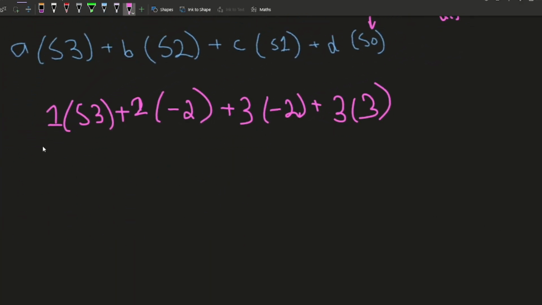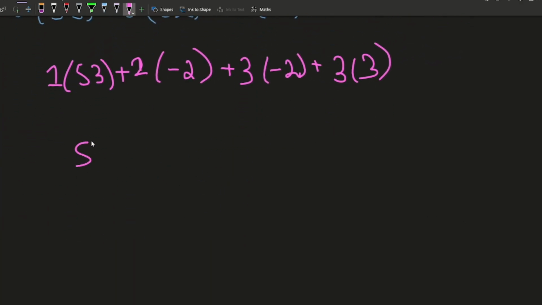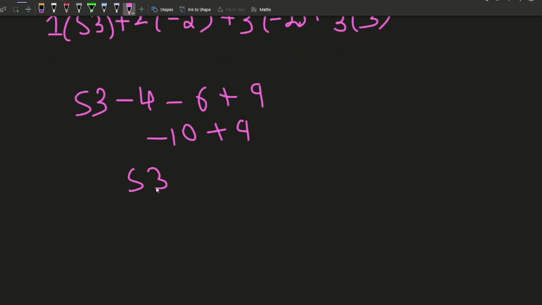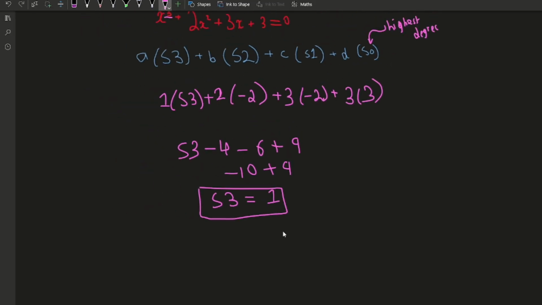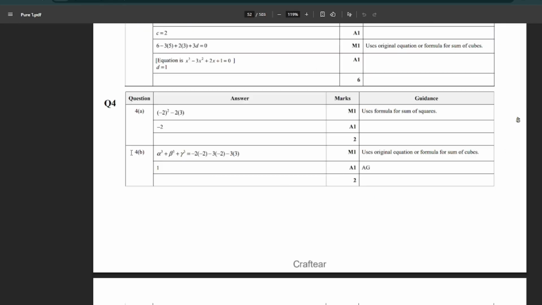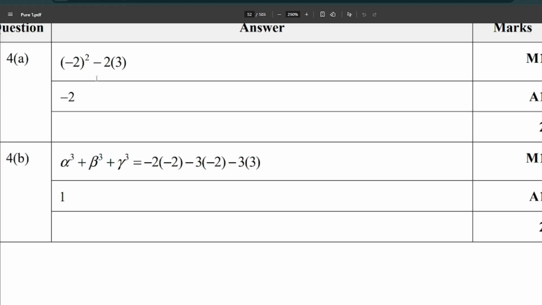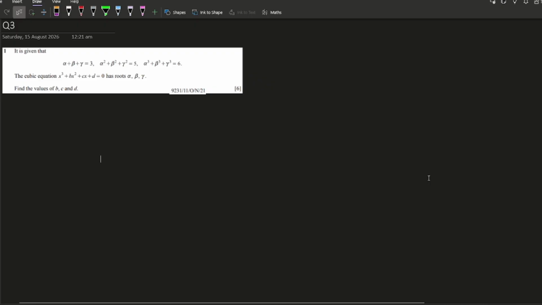So let's make S3 the subject. 1 multiplied by S3 is S3. This will be minus 4, minus 6, and this will be 9. Minus 10 plus 9, so S3 equals 1. This is our answer. Let me check the marking scheme. Yeah, we are correct.